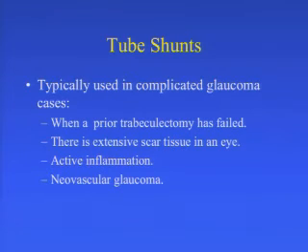And last, I want to talk about tube shunts, or glaucoma drainage devices. We usually use these in more complicated glaucoma cases, when prior trabeculectomies have failed, when there's extensive scar tissue, the eye has active inflammation, or they have new blood vessel growth, something we call neovascular glaucoma.